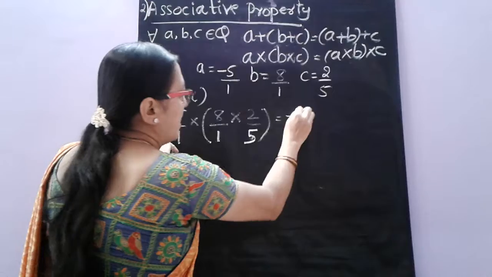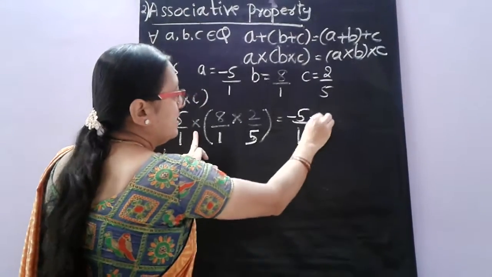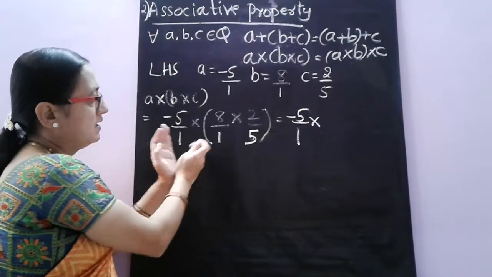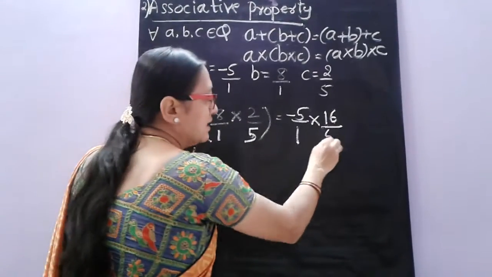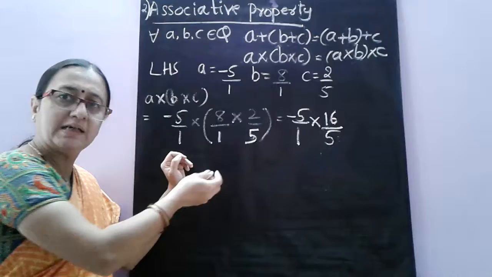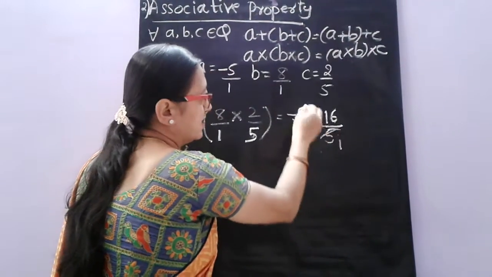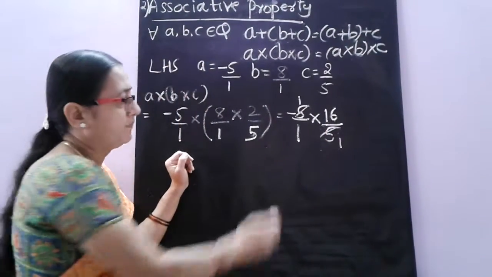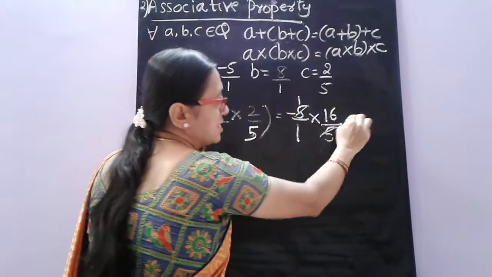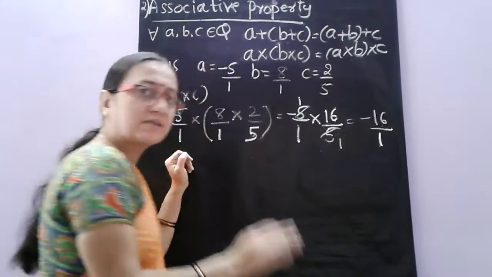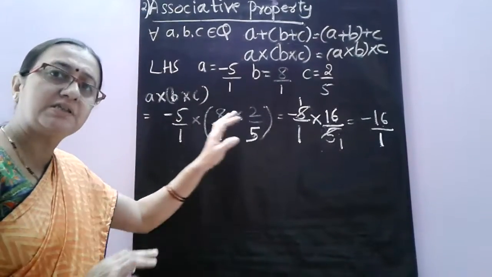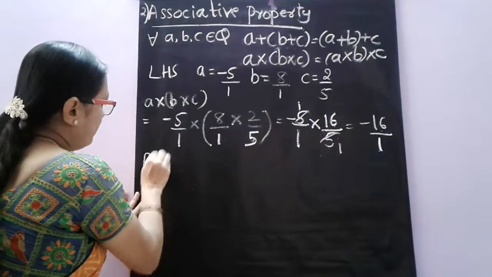Now this is minus 5 by 1 into, this part is as it is, 8 2s are 16, divided by 5 1s are 5 here. Now can we cancel something? Yes, 5 1s are 5, 5 1s are 5 here. This is minus 1 into 16, which is minus 16 by 1 1s are 1, or simply minus 16. Now this is LHS. Try for RHS.